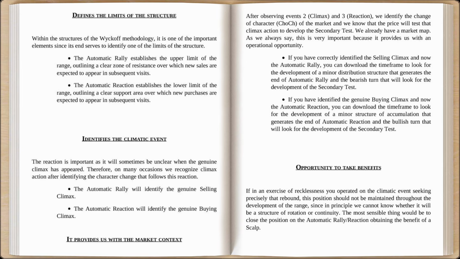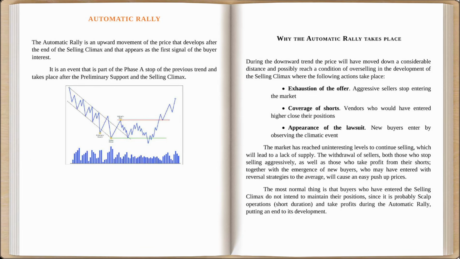Opportunity to take benefits. If in an exercise of recklessness you operated on the climatic event seeking precisely that rebound, this position should not be maintained throughout the development of the range, since in principle, we cannot know whether it will be a structure of rotation or continuity. The most sensible thing would be to close the position on the automatic rally/reaction, obtaining the benefit of a scalp. Automatic rally.